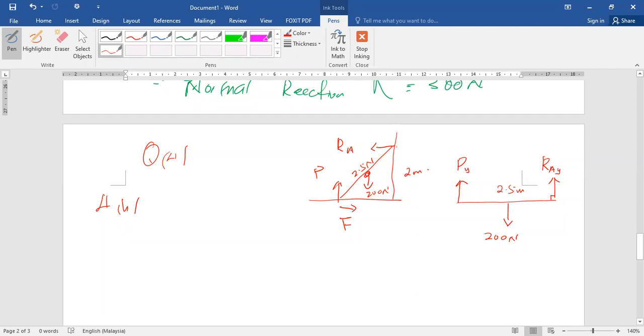So what I can set is the total torque about the point B. Let me go through the question again. Okay, B, calculate the magnitude of R, P, and F. We choose the point B. Let's say this is the point B, this is the point A, right? We choose from point B first. The distance will be 2.